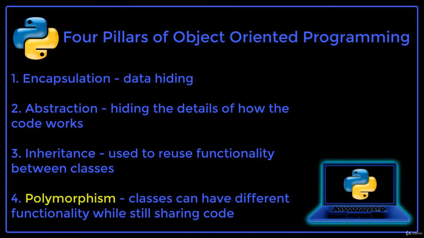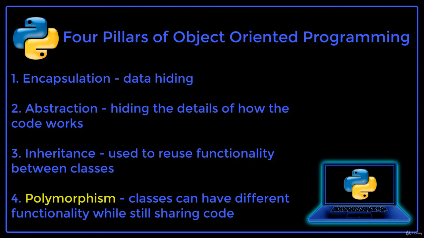Polymorphism means that classes can have different functionality while sharing a common interface. In other words, objects can take on multiple forms. A shape can be a rectangle, triangle, circle, etc. All of these things are shapes, but all are different forms of a shape.